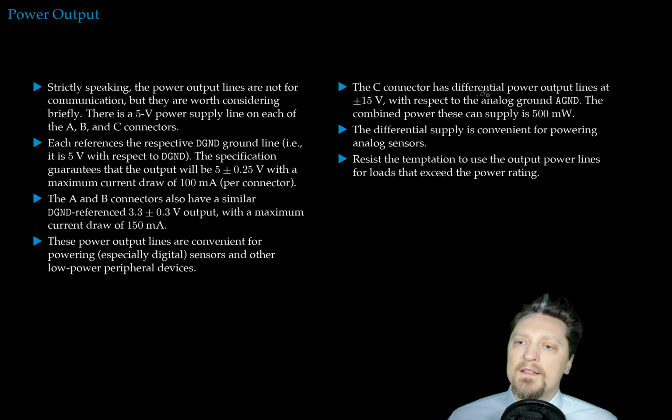The C connector has differential power output lines at plus and minus 15 volts with respect to the analog ground, A ground. The combined power these can supply is 500 milliwatts, so not very much. The differential supply is convenient for powering some analog sensors that require a differential supply. Resist the temptation to use the power lines for loads that exceed the power rating. They really can't supply very much power.